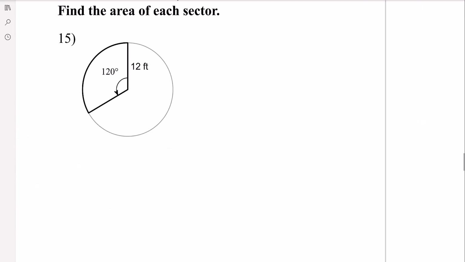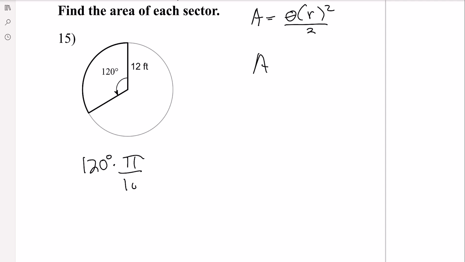So over here, now the sector formula was theta times radius squared, all divide 2. So 120, we have to convert this to radians. And on your calculator, 120, the fraction button, 180, enter, and I think it's 2 pi thirds. So 120, fraction button, 180, you get 2/3. So this is 2, but remember there's a pi right there. So this is 2 pi thirds.